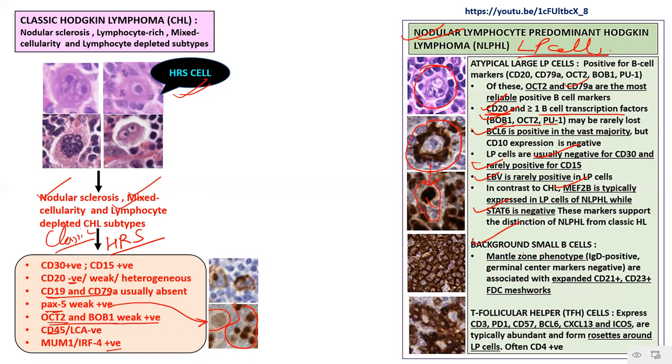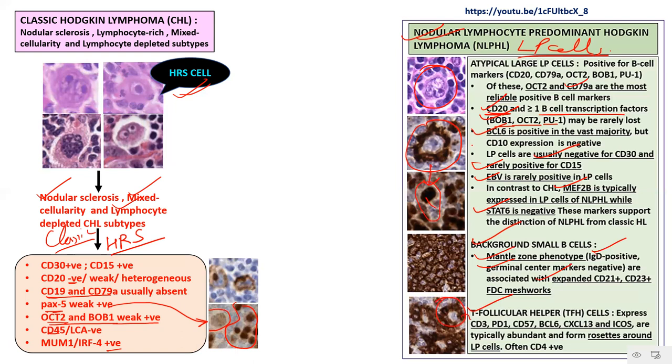The background small B cells will be predominantly the B cells of the mantle zone phenotype, meaning that they will be expressing both IgM as well as IgD, and the germinal center markers will be negative in those cells. And these will be associated with very expanded follicular dendritic meshwork, which can be picked up by CD21 and CD23. Immediately around the LP cells, you'll find this characteristic rosette of the T follicular helper cells, which will naturally express all the markers for this T follicular helper cell category, that is CD3, PD1, CD57, BCL6, ICOS, and CXCL13.